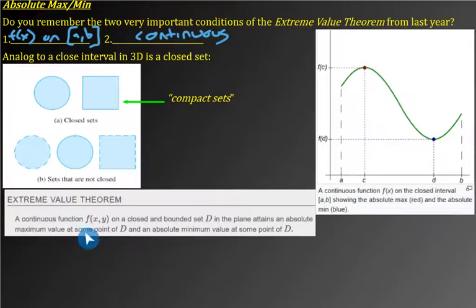So down here is basically what our extreme value theorem will be. So it says a continuous function f of x, y on a closed and bounded set D, so that's this thing, in the plane attains an absolute max value at some point of D and an absolute min value at some point of D.